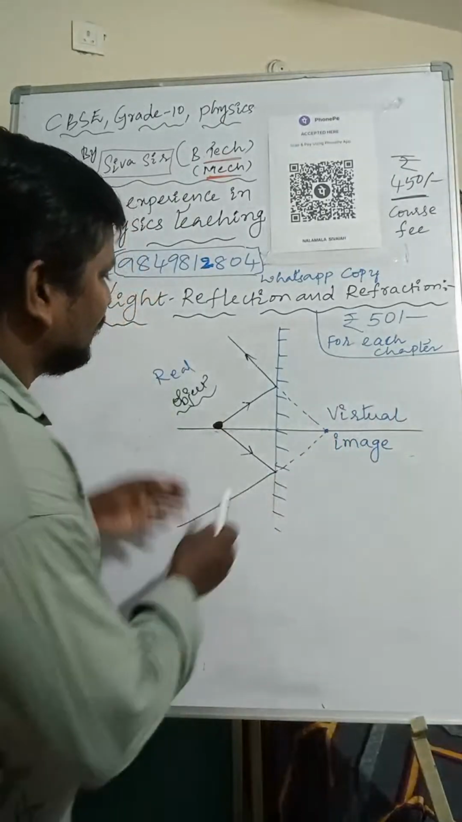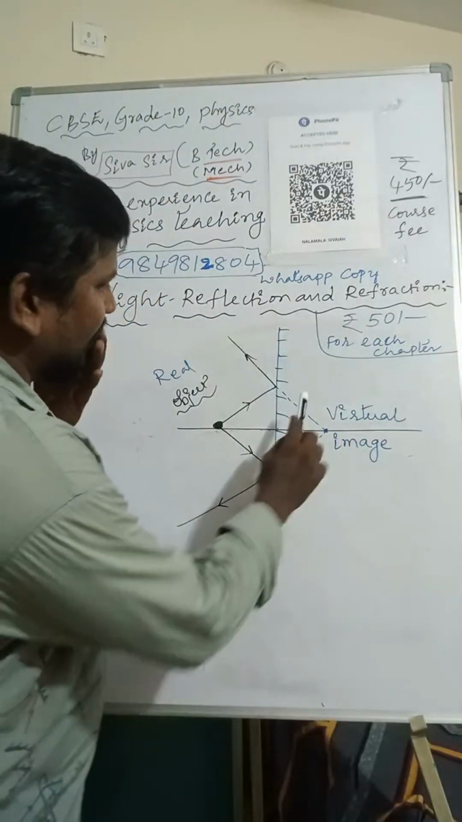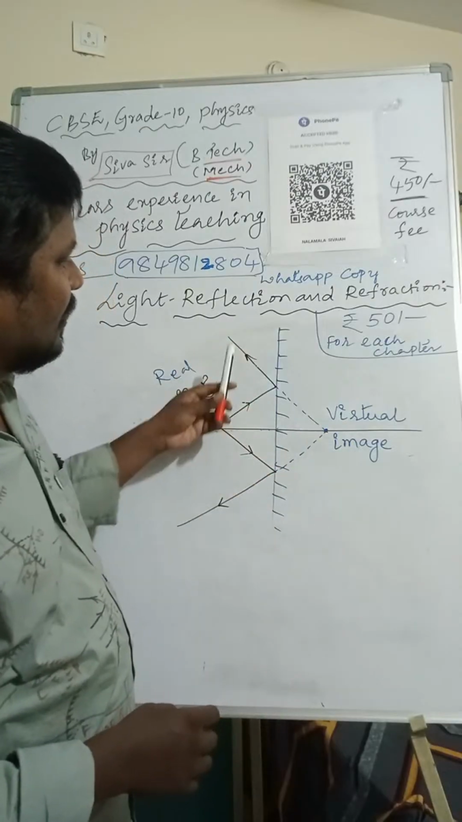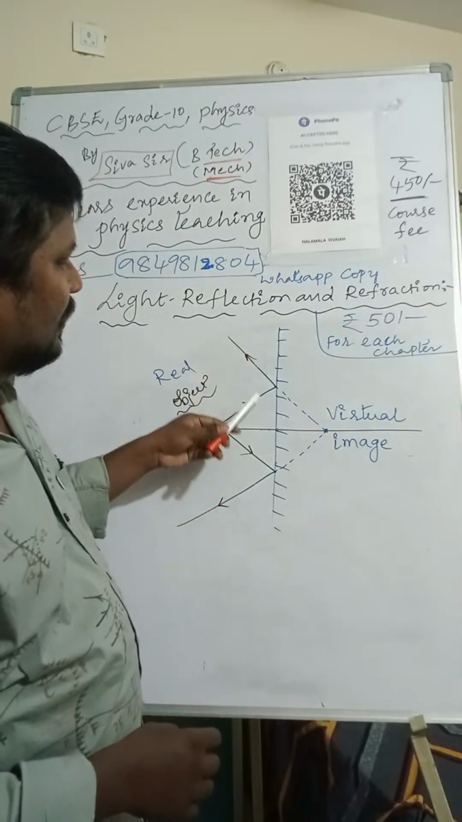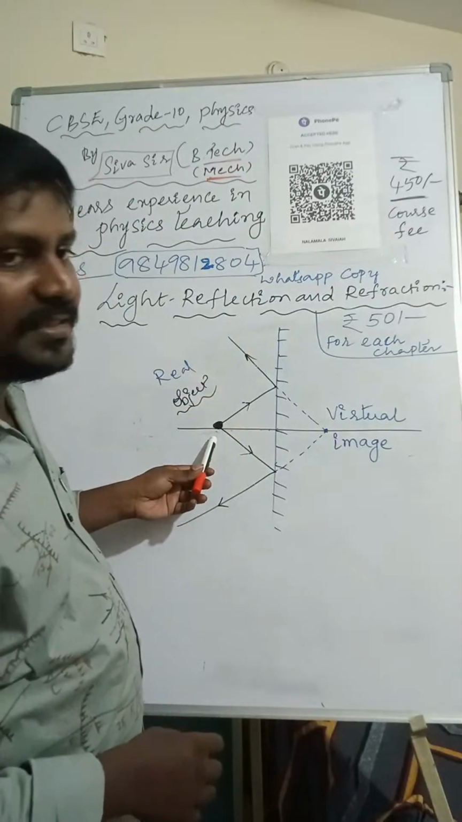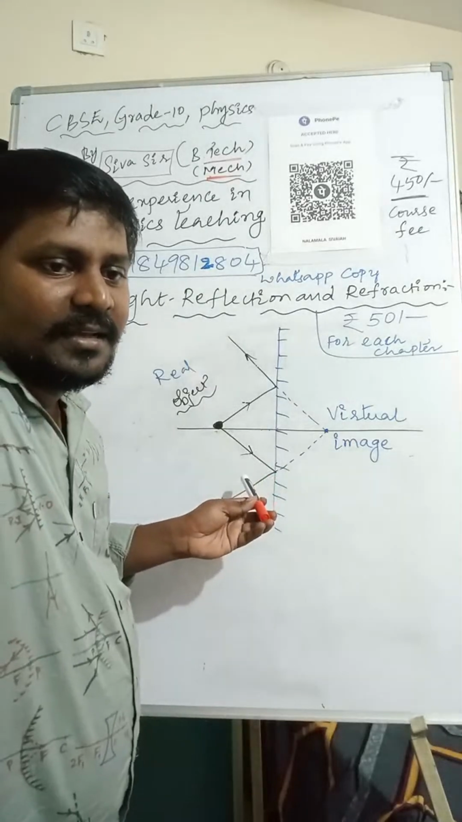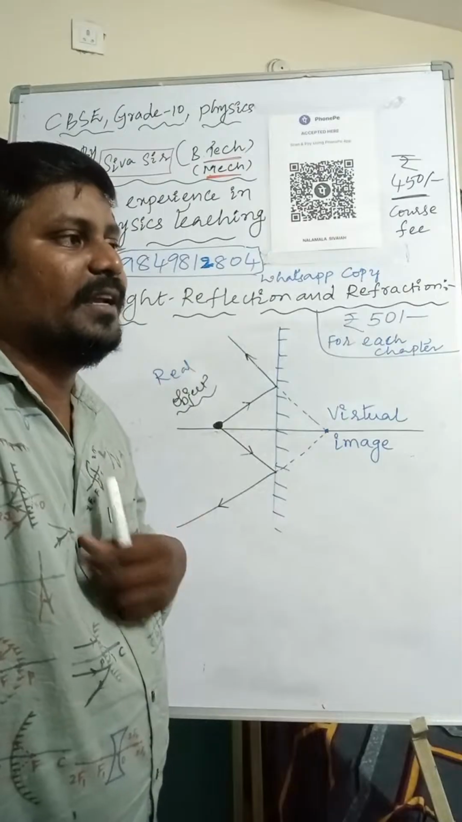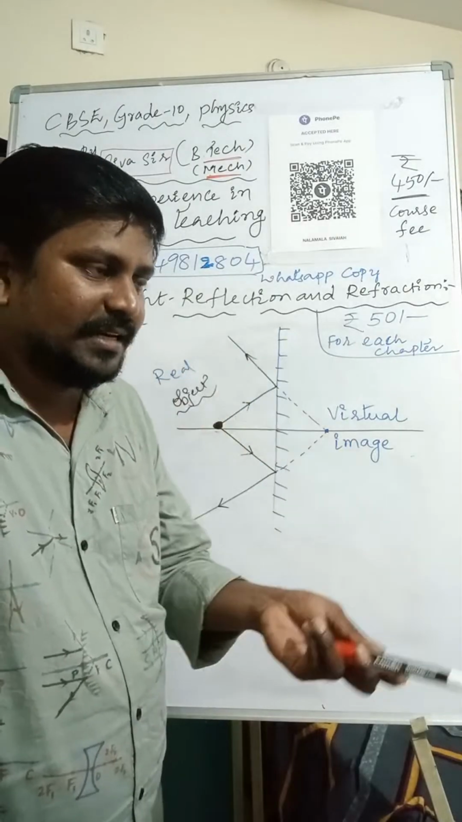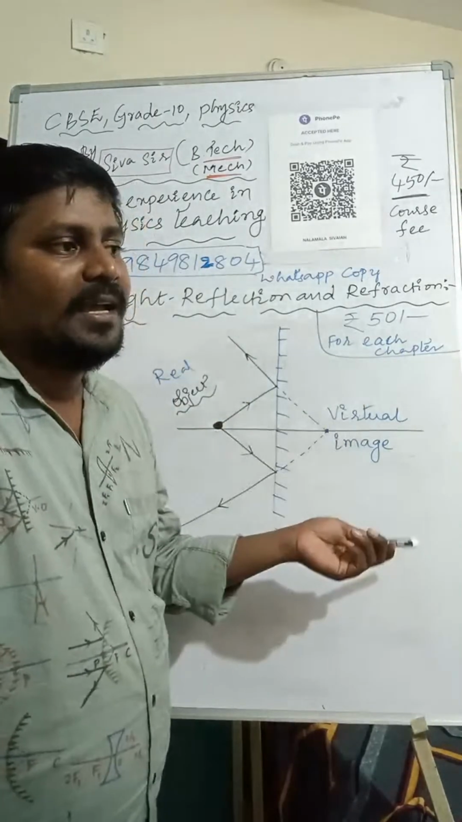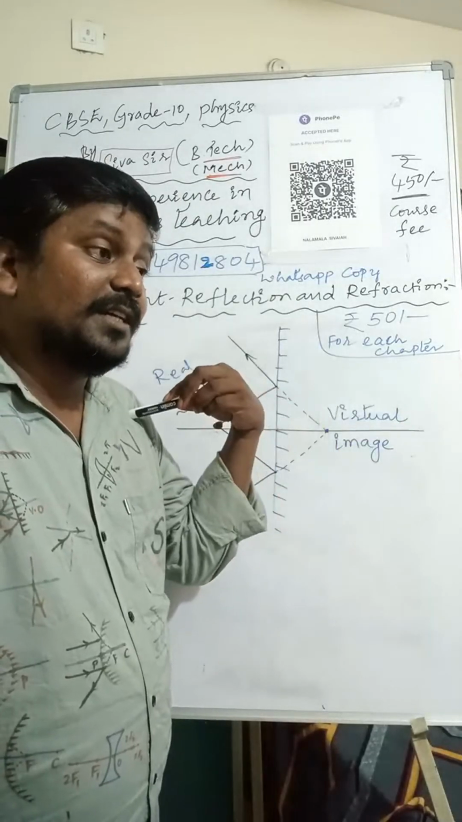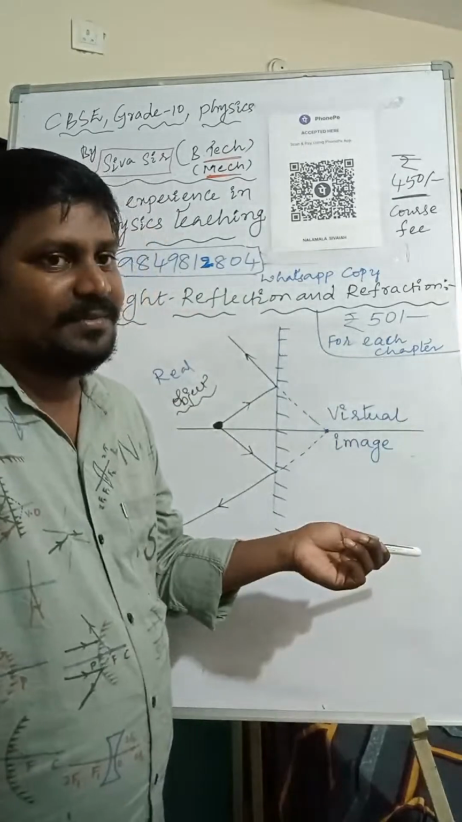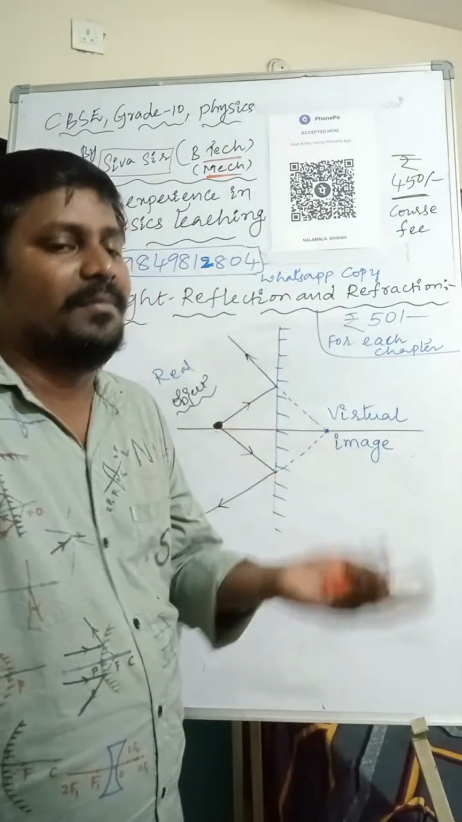Next one. These are the incident rays, and these are the reflected light rays. Incident ray, reflected ray. The point of intersection of incident rays, the point of lateral inversion. Lateral inversion is the phenomenon where the right side of the object appears to be the left side, or the left side of the object appears to be the right side. This is a mirror image.